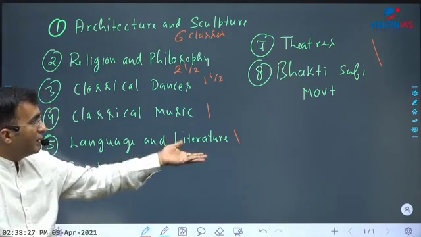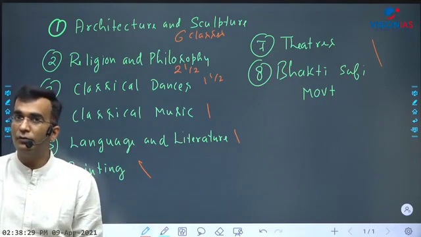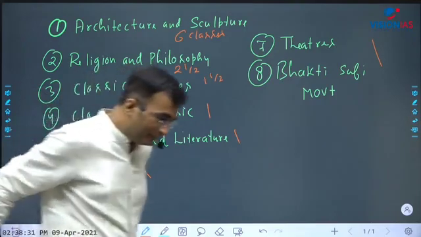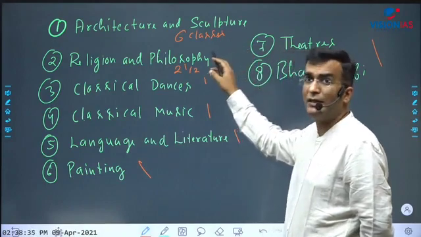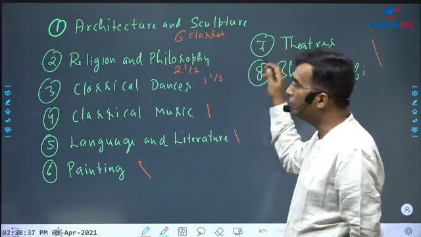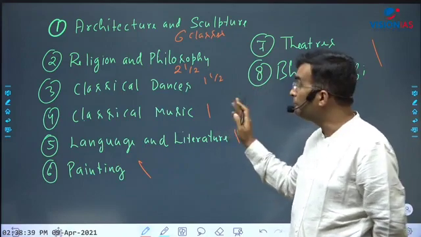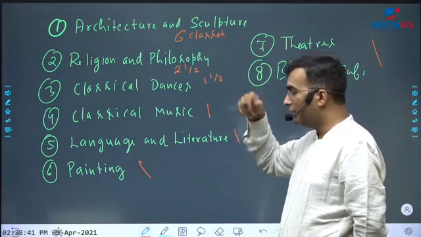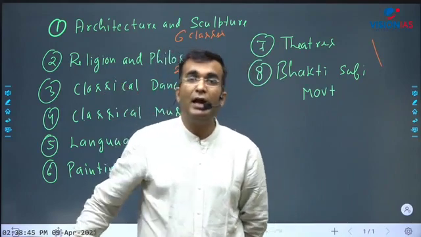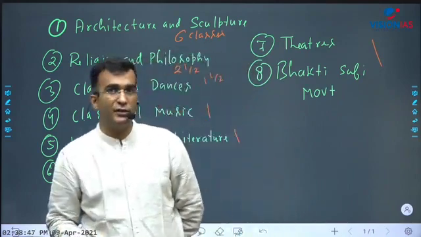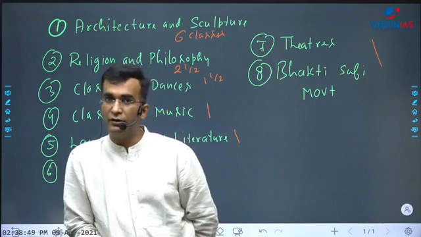If it gets completed in 13, then so good. This architecture and sculpture, since it is a very big chapter, starts from the ancient and goes till the British times. Then religion and philosophy. Here, what all things we will be reading: Buddhism, Jainism, and then also the philosophies, the heterodox and orthodox philosophies.